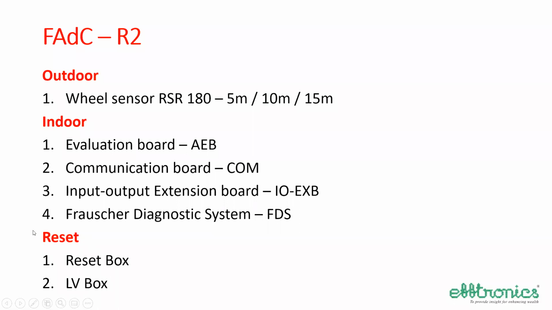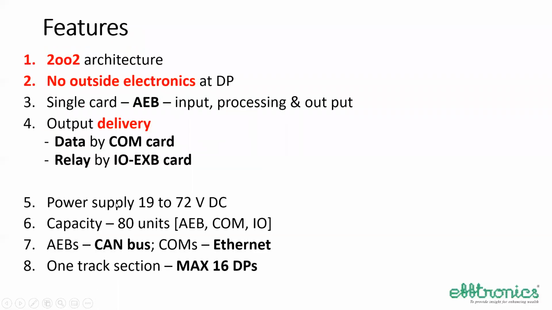Reset box and LV box are common for any make. So there is nothing special about this, even though I am mentioning it here, they are just similar. Actually, the features are these: 2 out of 2 architecture. Central evaluator is 2 out of 2 architecture. No outside electronics at the detection point. The entire electronics is kept inside the packing of the detection unit, the detection sensor. A single card, called AEB, takes the input, processes it, and provides the output also.